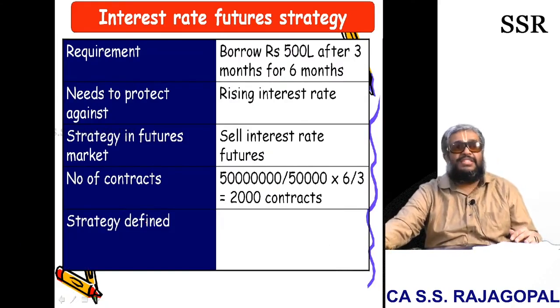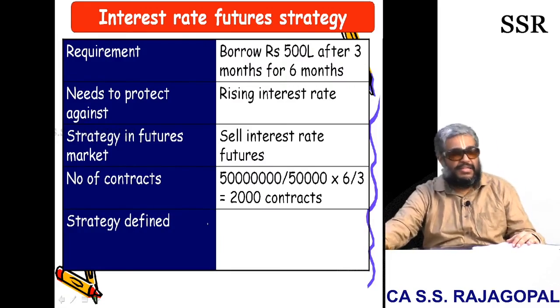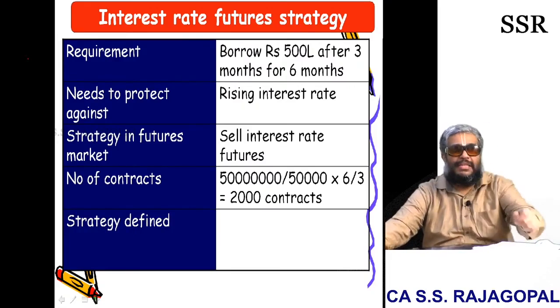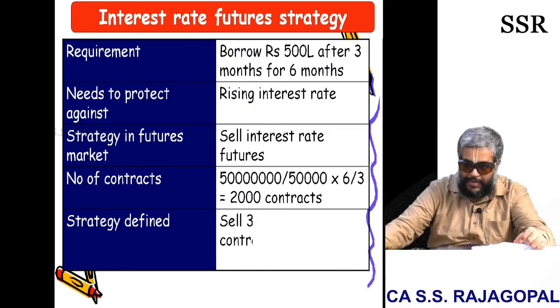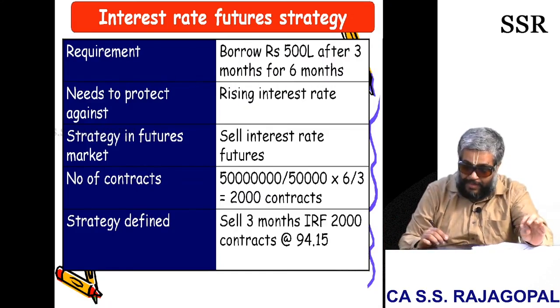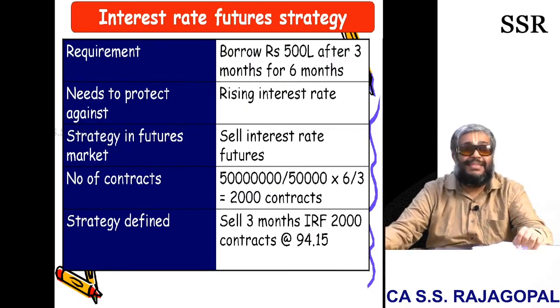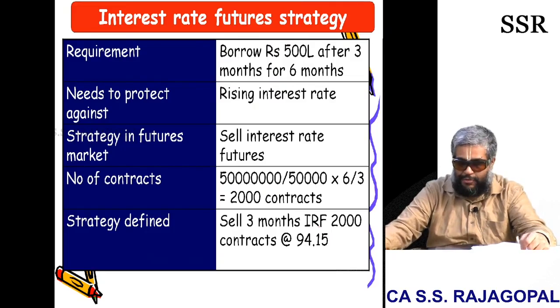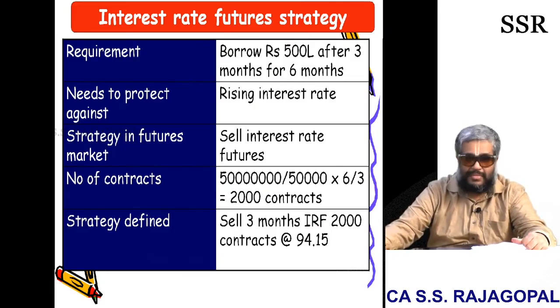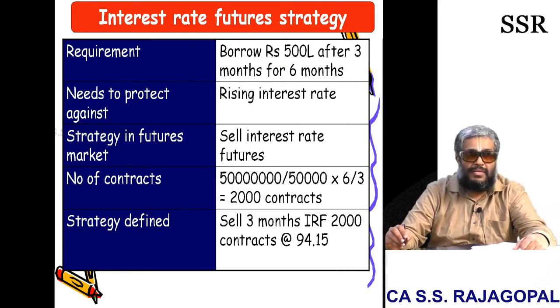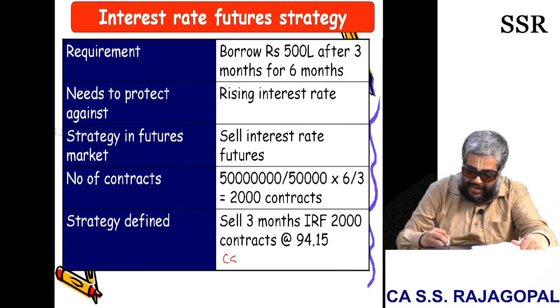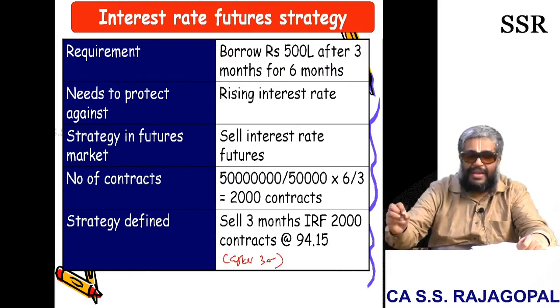Next, hedging strategy defined. Now I have to sell 3 months interest rate futures, 2,000 contracts at 94.15, in bracket, after 3 months.